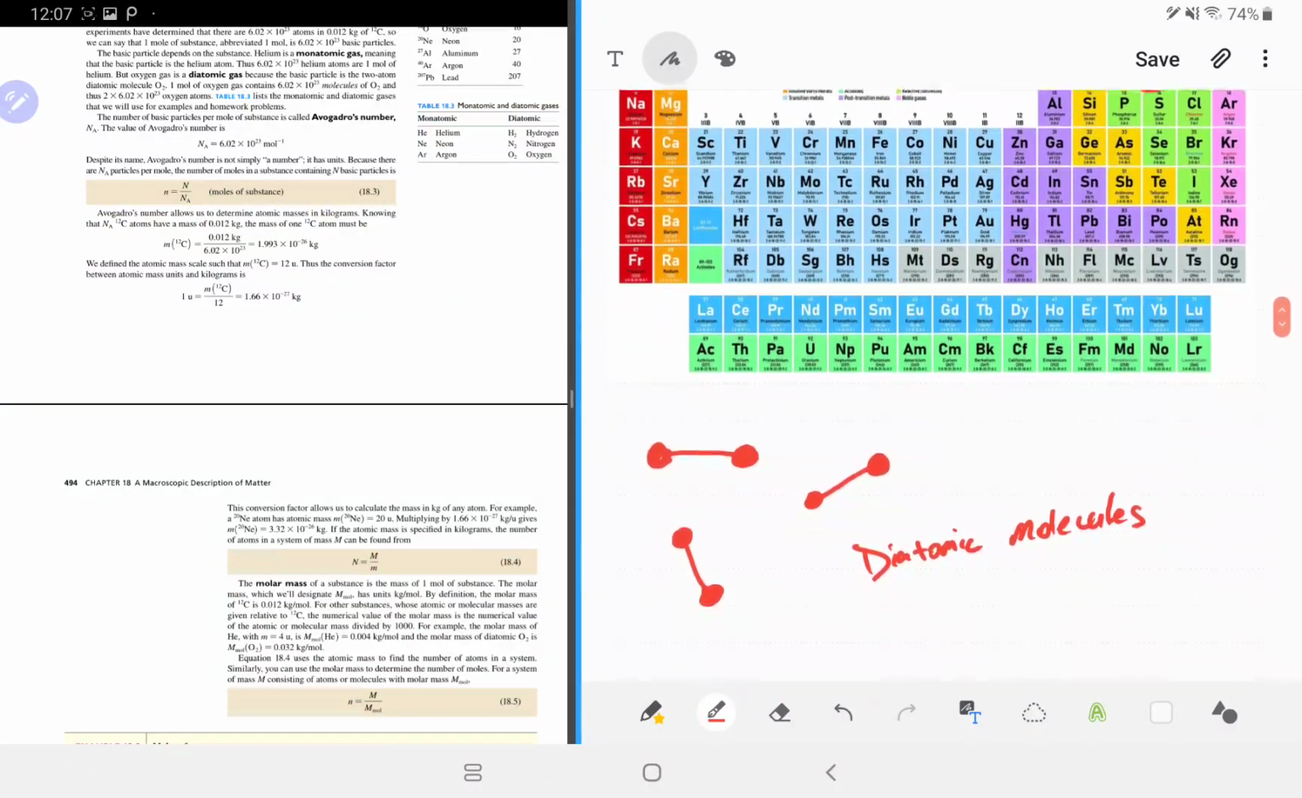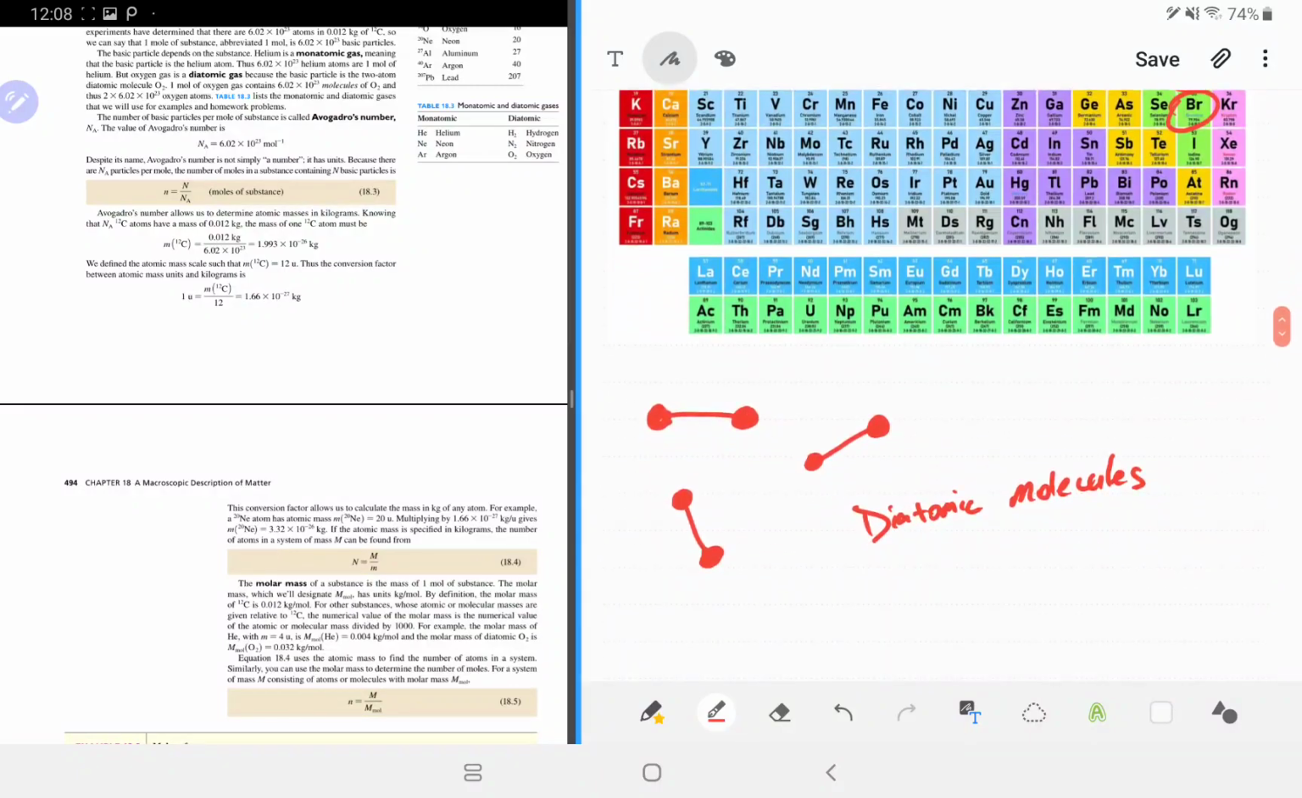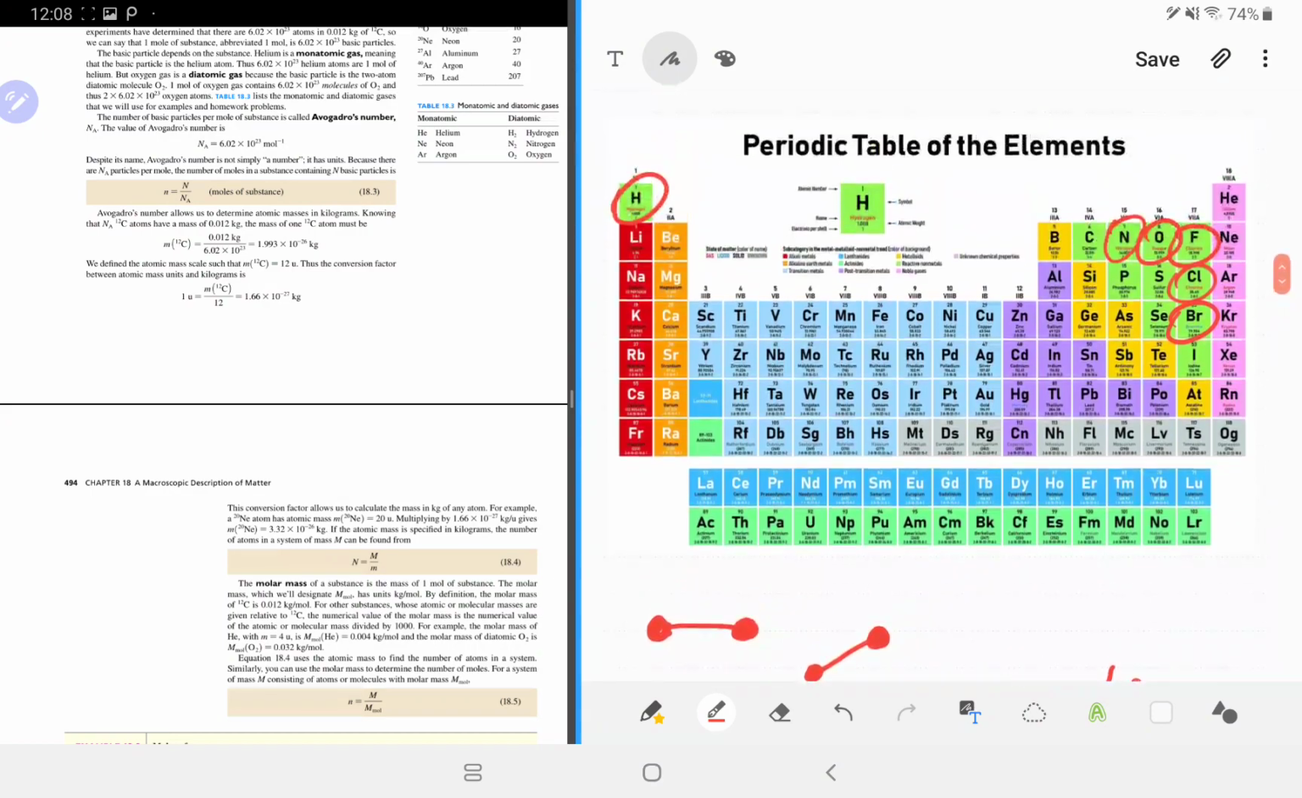So at 1 atmosphere and a temperature close to room temperature, there are a collection of elements on this periodic table that exist as a diatomic molecule. The ones that you need to know are the ones that I've circled right here: hydrogen, nitrogen, oxygen, fluorine, chlorine, and bromine. If anyone says that you have any of these elements, they exist as diatomic molecules. They exist in pairs like this. And we'll see why this is important in just a second.